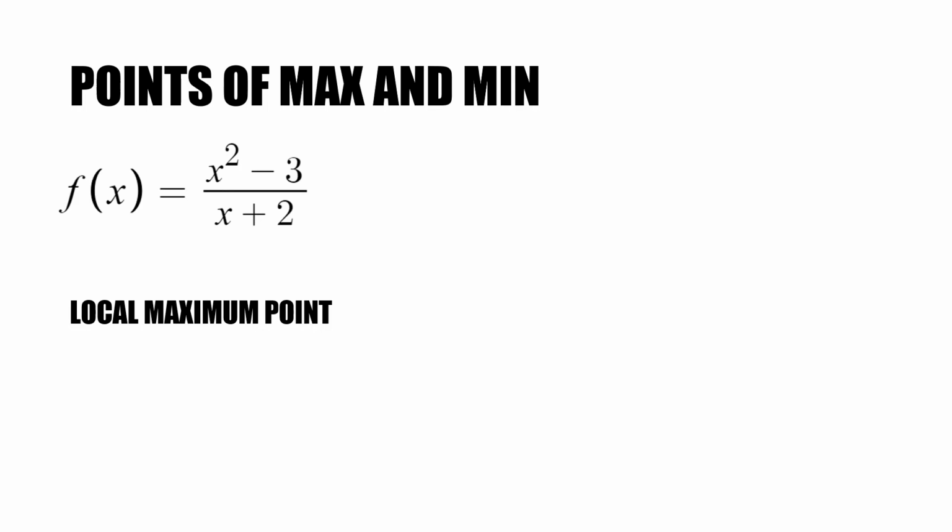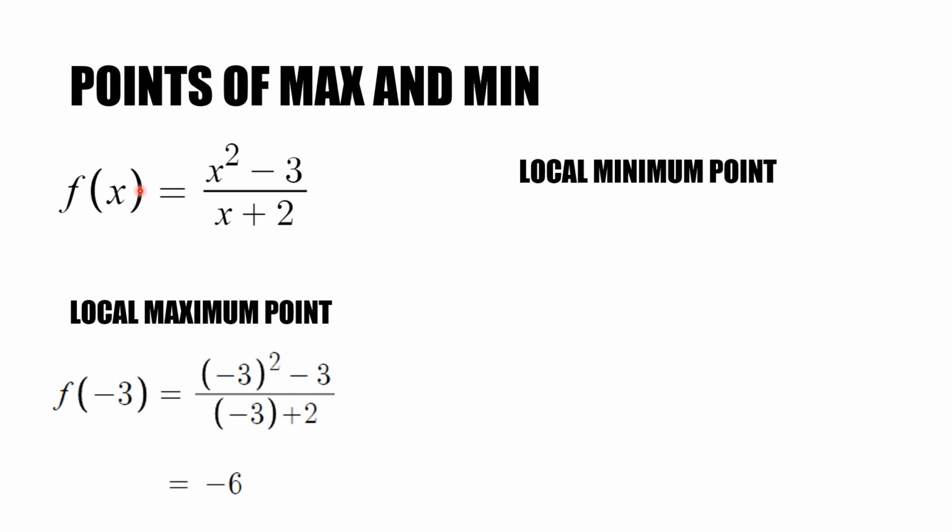It's time to find our points of maximum and minimum. Again, we have our original function. To find our local maximum point, we input our critical number, -3, into the x value and solve to get -6. So our final point is (-3, -6). To solve for our local minimum point, we input -1 into the original equation. We solve to get -2.